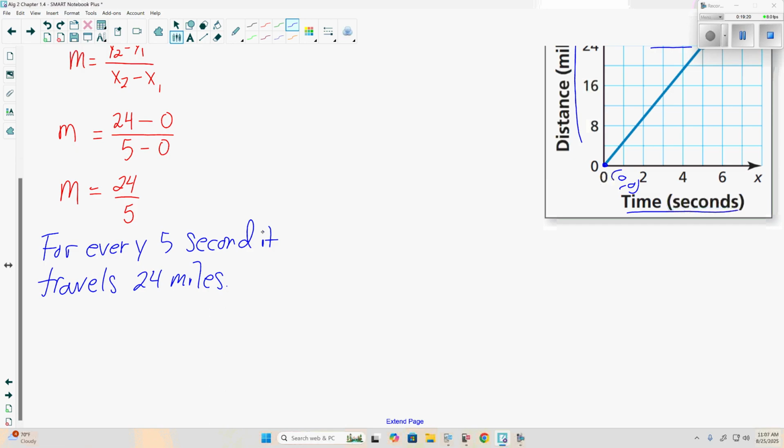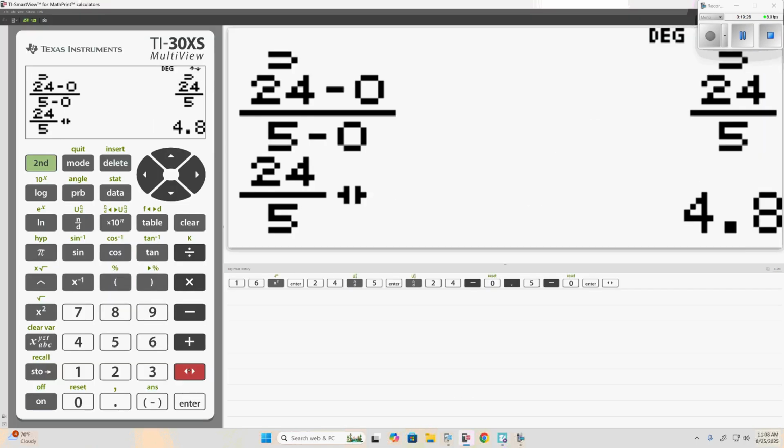Now, this is not the only way we could write this. Because if we reduce this fraction, 24 over 5, we told the calculator, give it to me as a decimal, 4.8. For every second, because now the denominator is 1, it travels 4.8 miles. So there are different ways to write this. But as long as we're still describing the slope, that is fine. And even on the assignment, I will read your description because it will ask you to interpret the slope. As long as it's saying what the slope is, we're good.